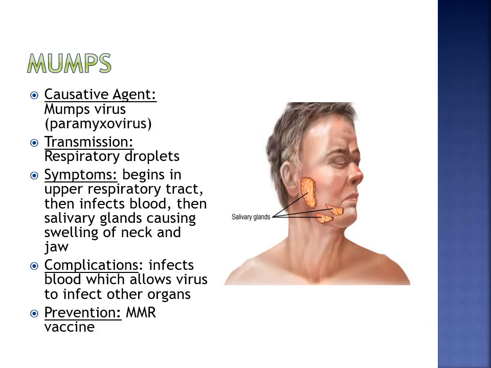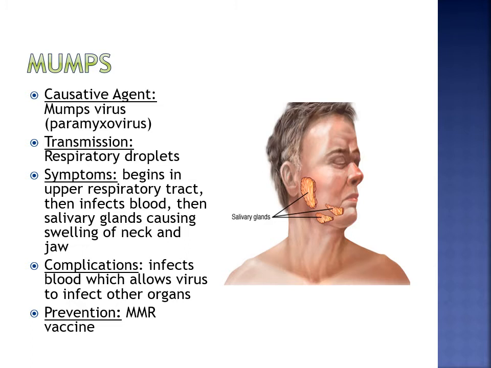Next, we have mumps. This is caused by the mumps virus and is transmitted by respiratory droplets. Typically, this starts as an upper respiratory infection, and then it eventually gets into the blood, where those virus particles will make their way to the salivary glands, like you can see in the image there. These cause them to swell up huge, and it causes the entire neck and jaw to start swelling, which is bad enough, but you can also have complications where the virus can get into other organs from the blood, so it can start causing organ damage to pretty much anywhere in the body. We've seen even brain damage and heart damage from it, but it's more commonly in things like the pancreas or the liver or the kidneys.